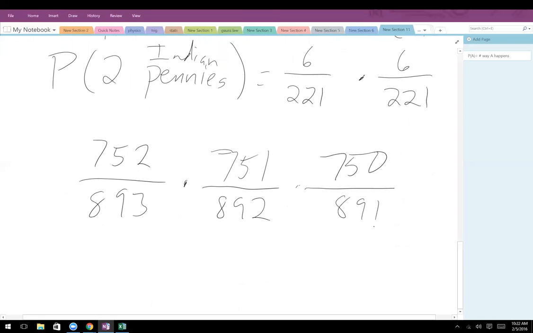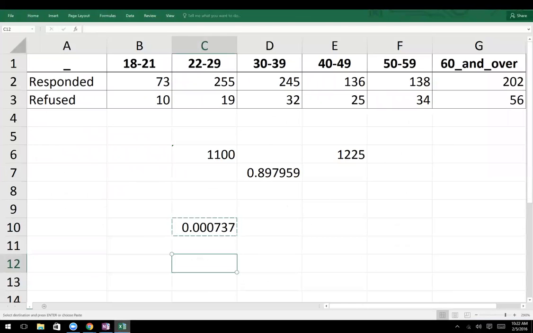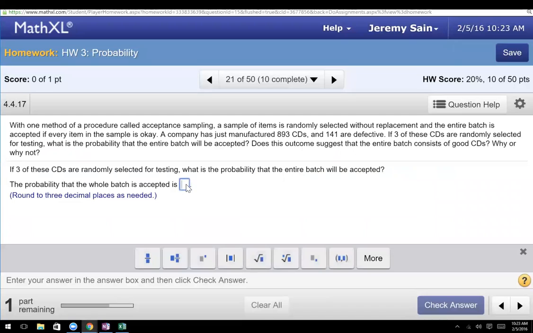All right. So we got on top 752 times 751 times 750 over 893 times 892 times 891. So 3 decimals, so it would be a 7 right there.